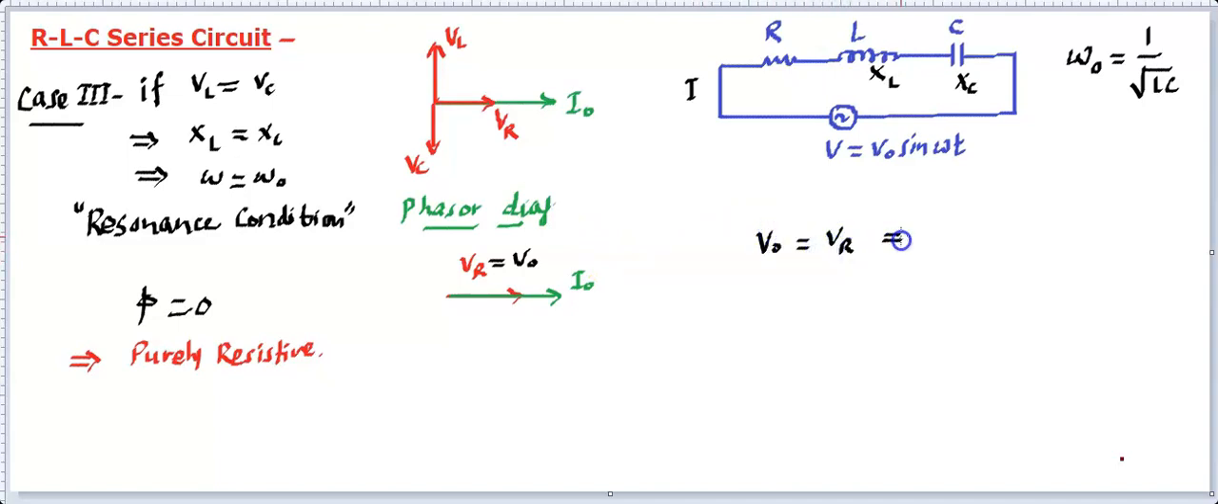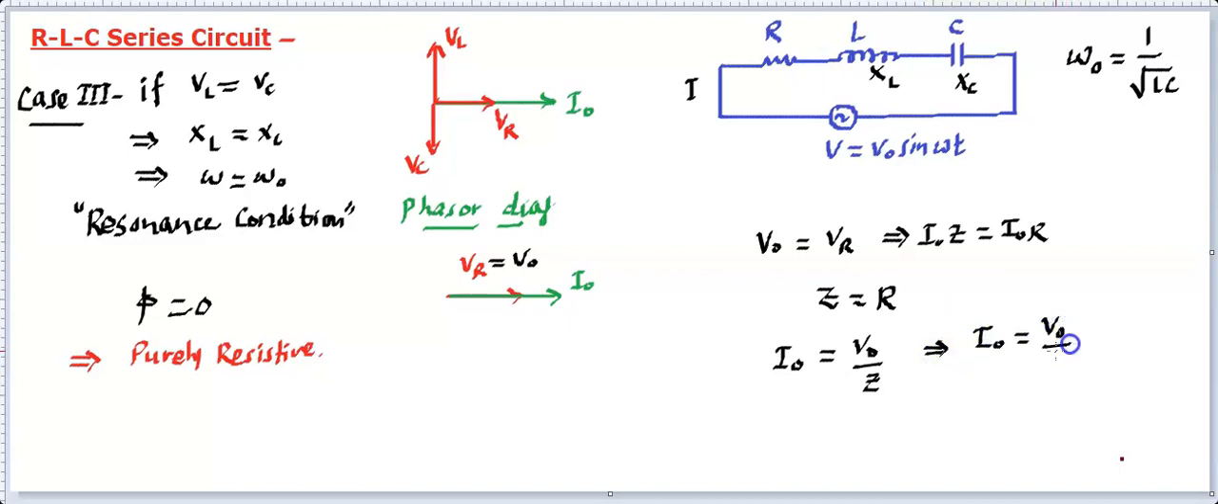Now let's put the values. V0 is I0 into Z, and VR is going to be I0 into R. Since it's purely resistive, R is equal to Z. So R is coming out to be Z. And if we are looking for the current, the current is going to be V0 by Z, which basically becomes equal to V0 by R. So I0 is equal to V0 by R.